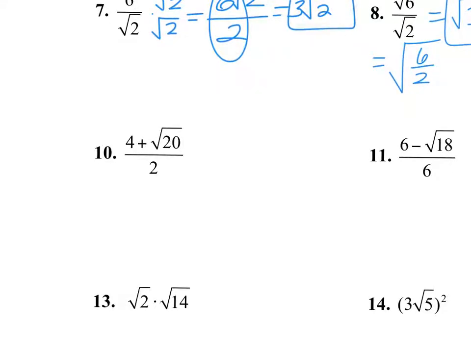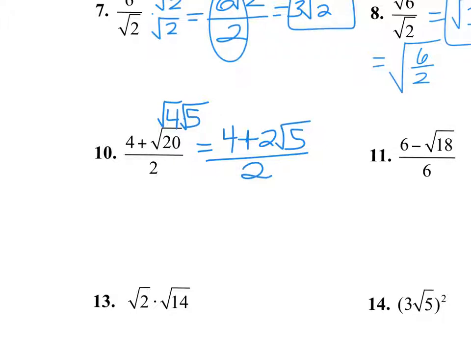So first of all, rad 20. Is there a perfect square in rad 20? It is 4. 4 times 5. You just write it up top, that's fine. So this 4 didn't change right there. This is rad 4, rad 5, which becomes 2 rad 5, all over 2.